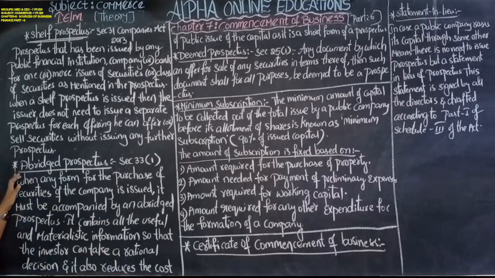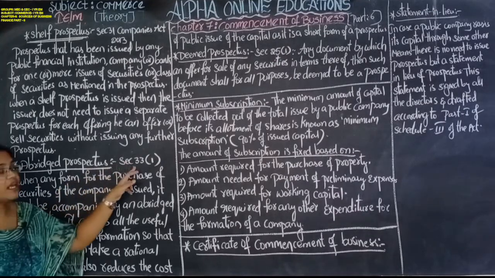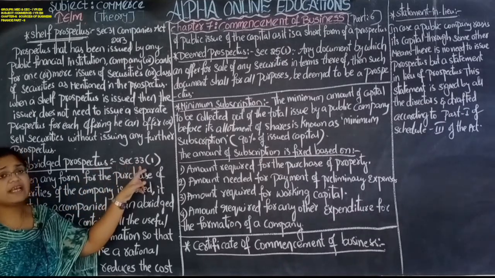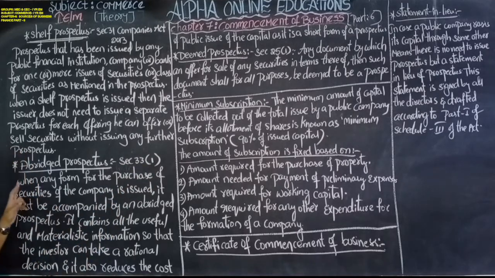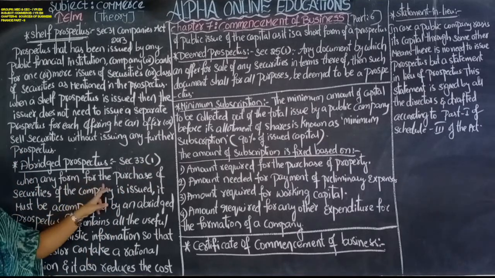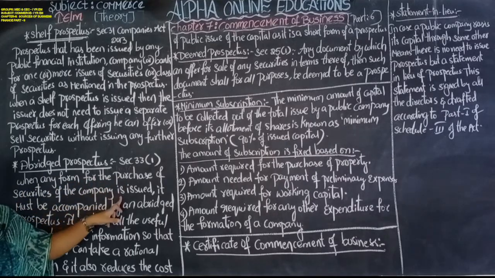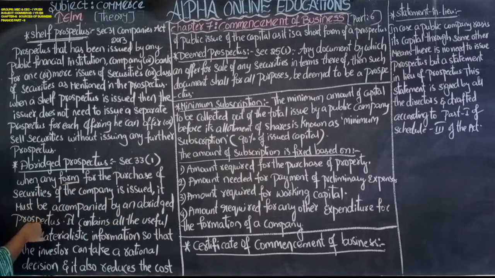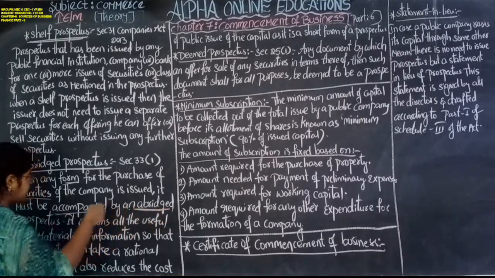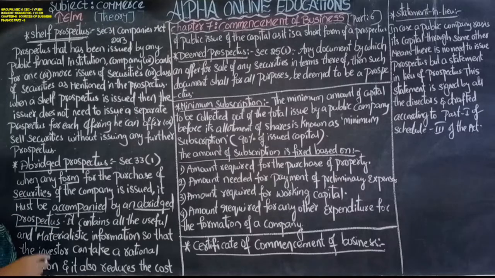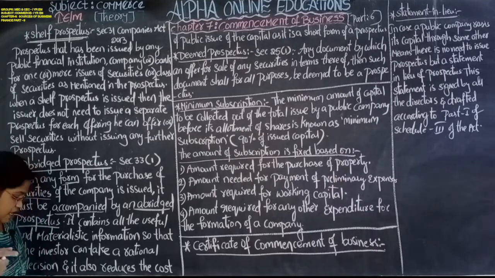Next, the abridged prospectus. Abridged means shortened, according to section 33 subsection 1. What does it say? When any form for the purchase of securities of the company is issued, it must be accompanied by an abridged prospectus. When a form is issued for the purchase of securities, the prospectus will be shortened, reduced, short.